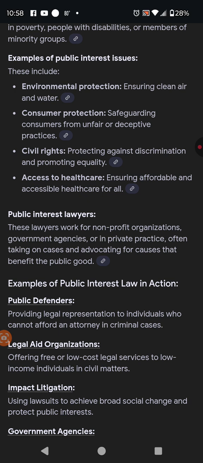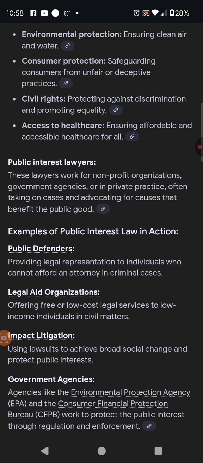Civil rights, protecting against discrimination and promoting equality. This is a mandate. These are laws. This is a mandate. Access to health care, ensuring affordable and accessible health care for all. You know, if they follow the mandates in the public trust doctrine, health care would be universal. You would have Medicare for all. Access to health care, ensuring affordable and accessible health care for all. Ensuring, okay?